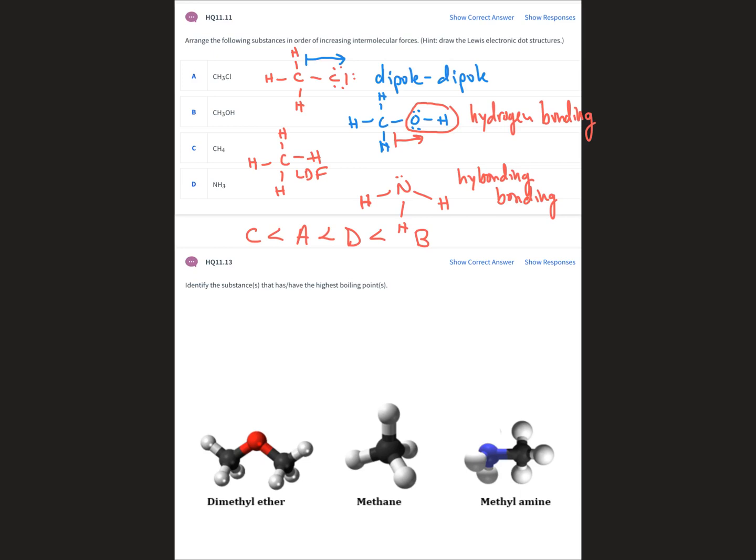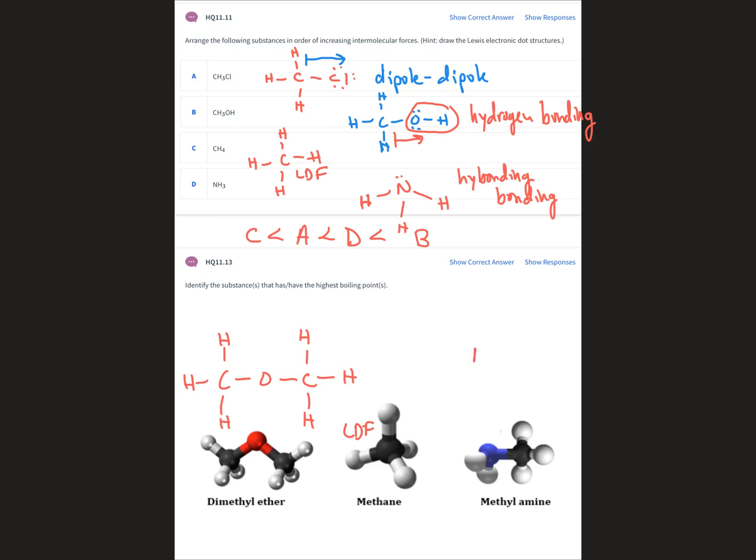Down here it says identify the substances that have the highest boiling point. They give me dimethyl ether, methane, which is nonpolar, and methylamine. Dimethyl ether is simply carbon, oxygen, carbon, with hydrogens attached to those carbons. I do have a heteroatom with the oxygen present. However, I do not have very strong intermolecular forces for this molecule. Relatively low boiling point. Methane that we diagrammed above is just London dispersion forces, so also a very low boiling point.